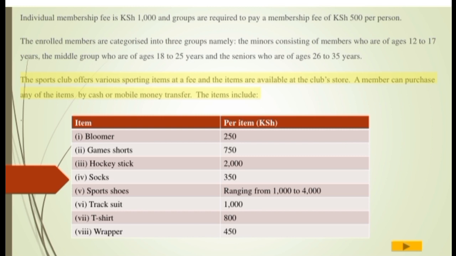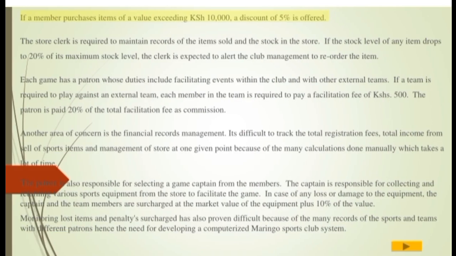The sports club offers various sporting items at a fee and the items are available at the club store. A member can purchase any of the items by cash or mobile money transfer. The items include, per item in KSH: Bloomer 250, E-Games Shorts 750, E-Hockey Stick 2000, Socks 350, Sports Shoes ranging from 1000 to 4000, Tracksuit 1000, T-Shirt 800, Wrapper 450. If a member purchases items of a value exceeding KSH 10,000, a discount of 5% is offered.